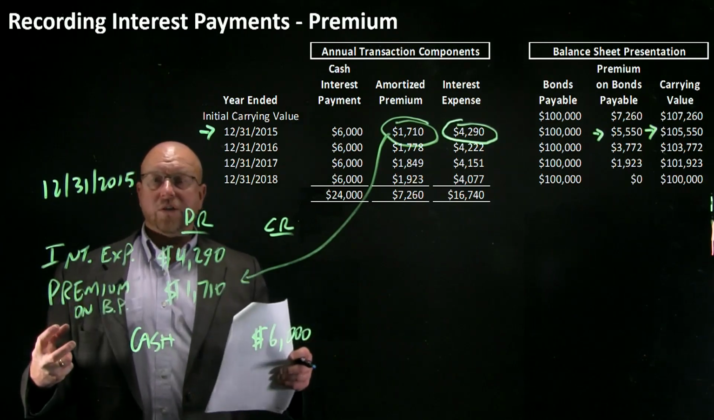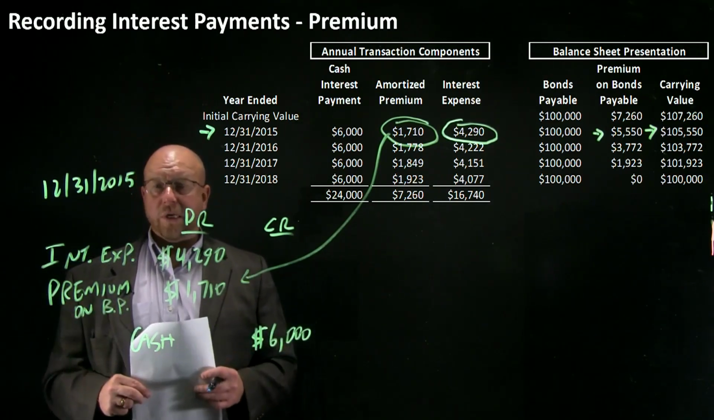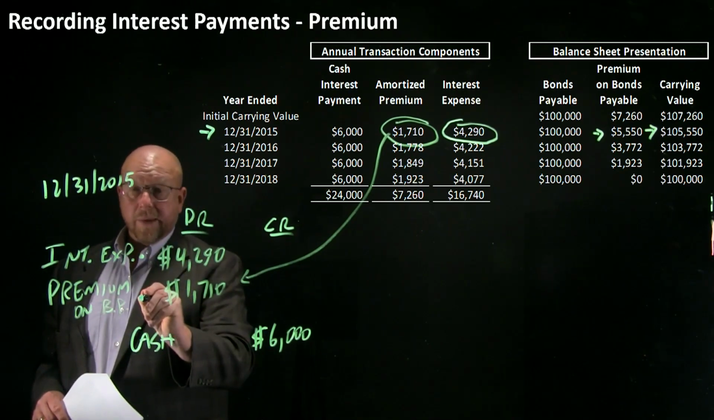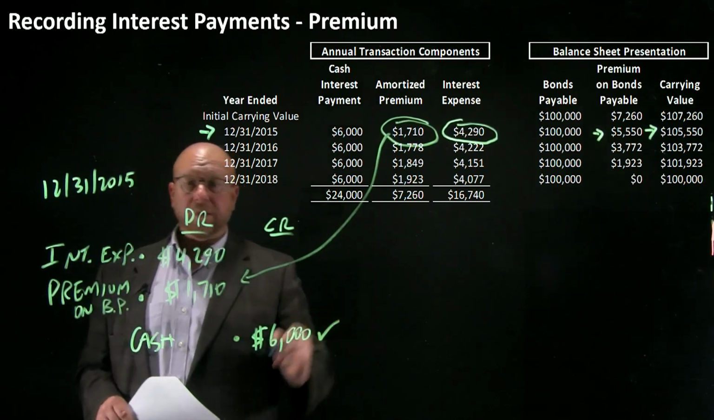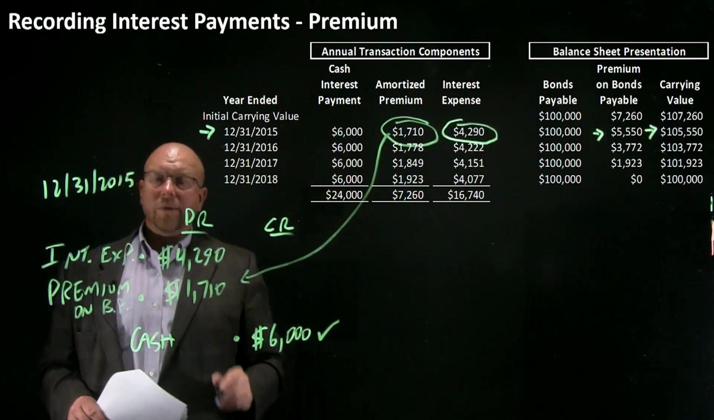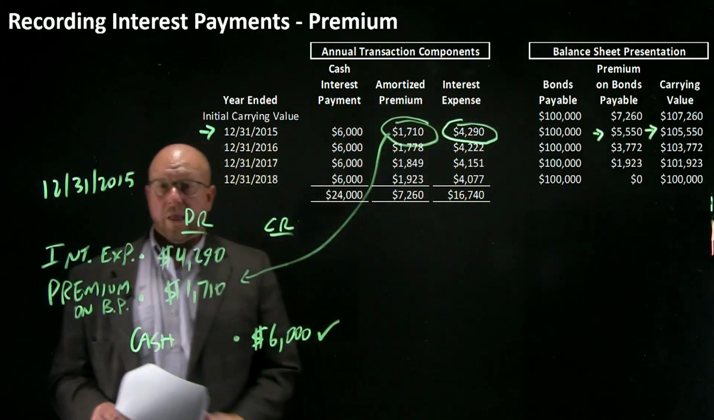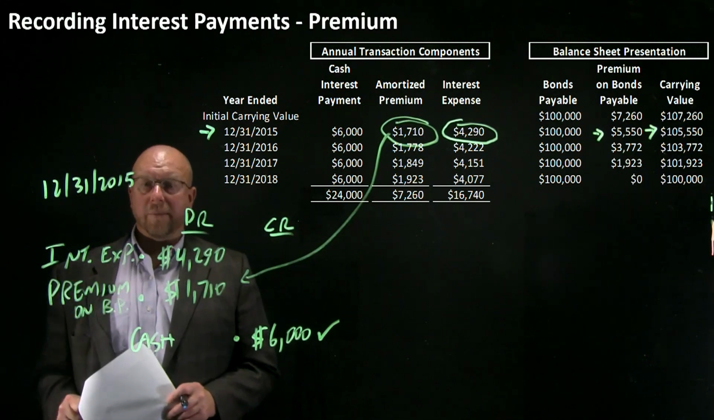If you understand this structure, you can easily prepare the journal entries for each of the next 3 years, because it's still going to be debit interest expense, debit premium, and credit cash. The credit to cash will be $6,000 for each of the subsequent years. The premium and the interest expense will be different dollar amounts based upon what we see over here. But at the end of the day, if you understand this structure, you can record one of these payments.